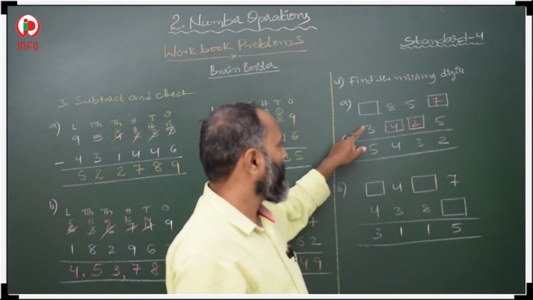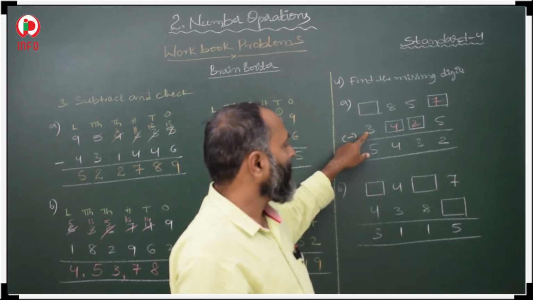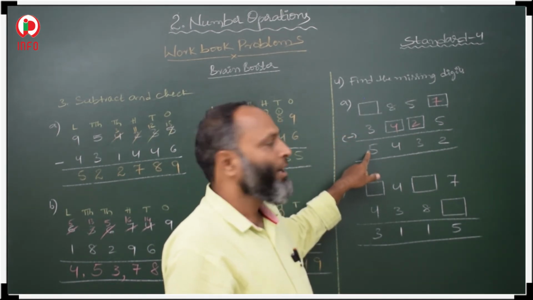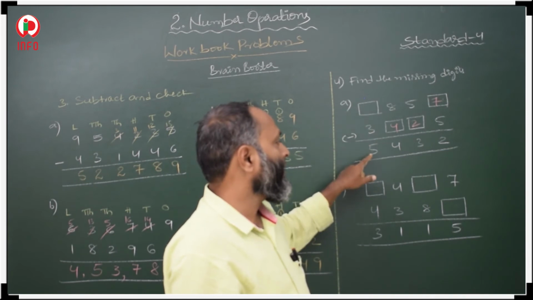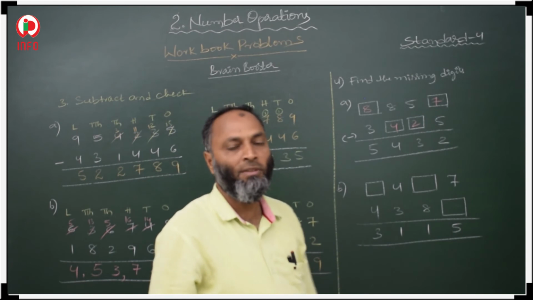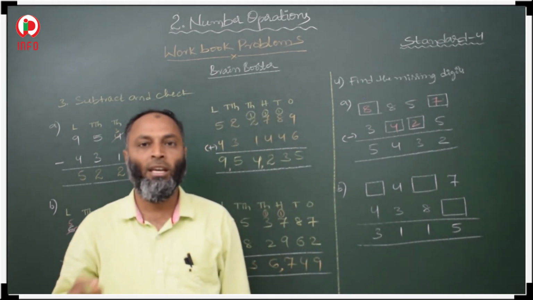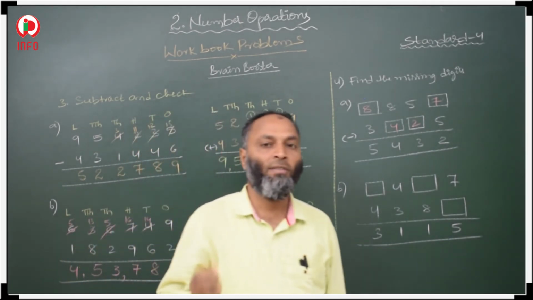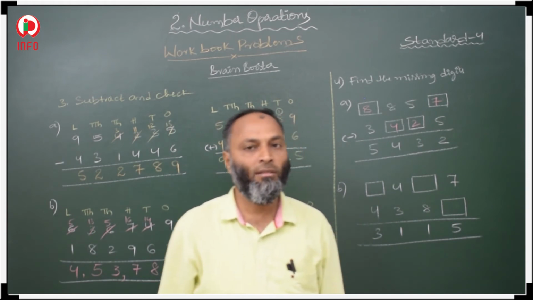Then here the subtrahend is given, here the minuend, and here the difference is given. Then how to get the minuend? Add this: 5 plus 3, 8. So in this way you have to do. It's a simple thing: if the minuend is not given, then add. If the subtrahend is not given, then subtract.